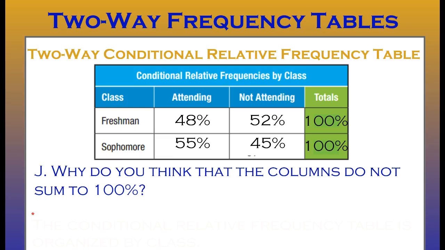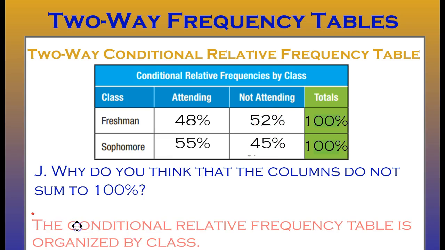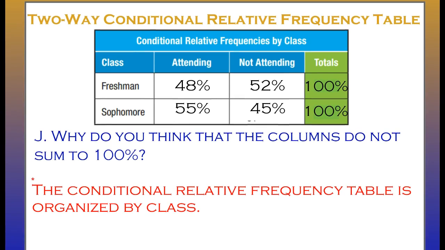Why do you think that the columns do not sum to 100%? So we're talking about why does 48% and 55% not equal 100? Why does 52 and 45 not equal 100? And the reason is that the conditional relative frequency table is organized by class. So it goes strictly by the rows. So the 100% occur for the rows.